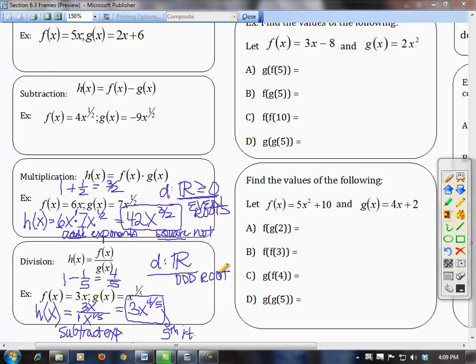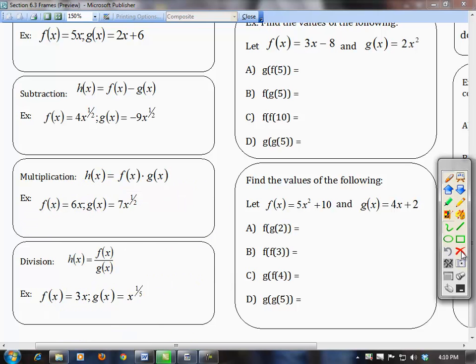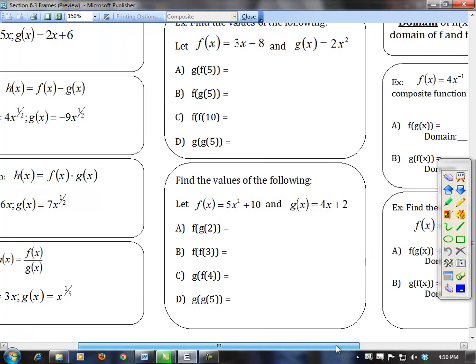But again, the even roots and the odd roots are something that I would keep in mind, or at least memorize or start to figure out, because we want you to be able to look at anything and tell me what is its domain. Okay? Now I'm going to get rid of this and I'm going to go in the middle column and I'm going to go up to the top. And we're going to start this idea of composites.